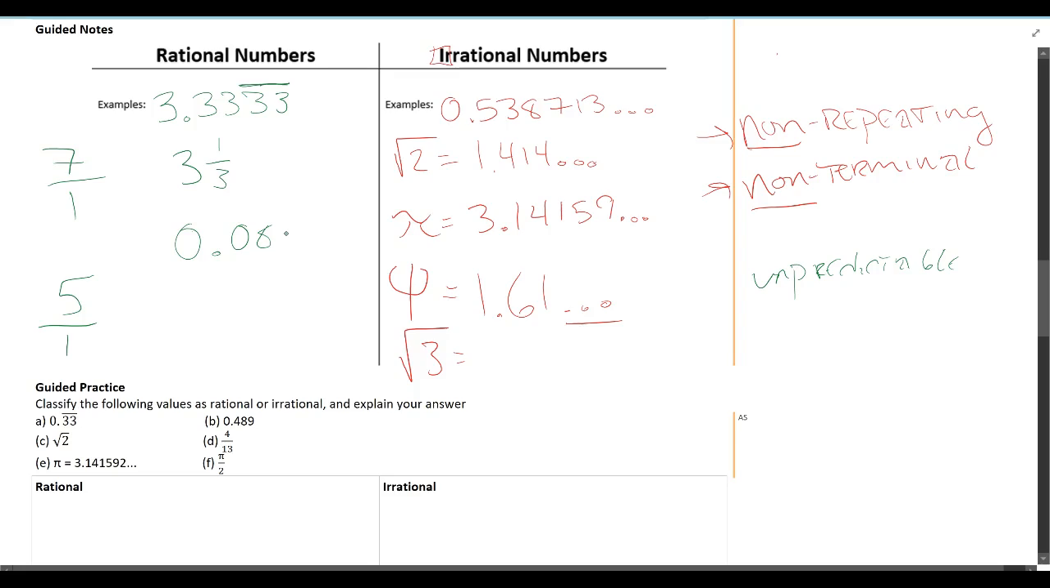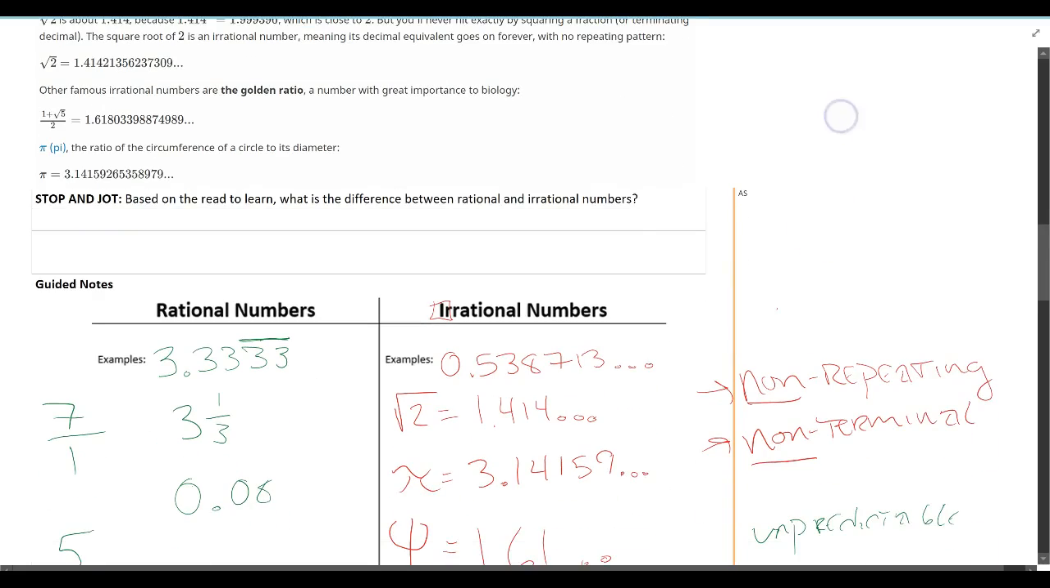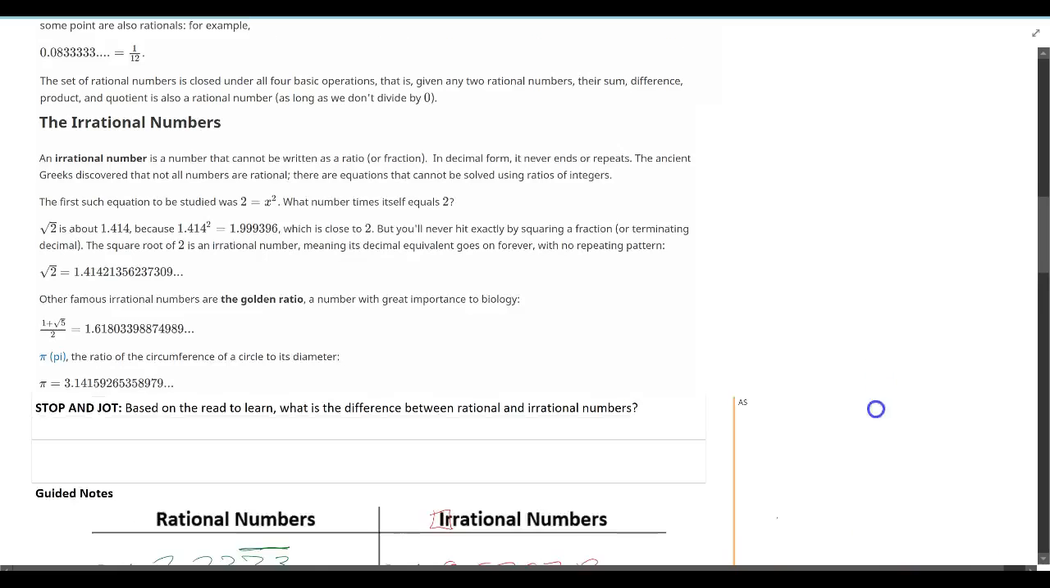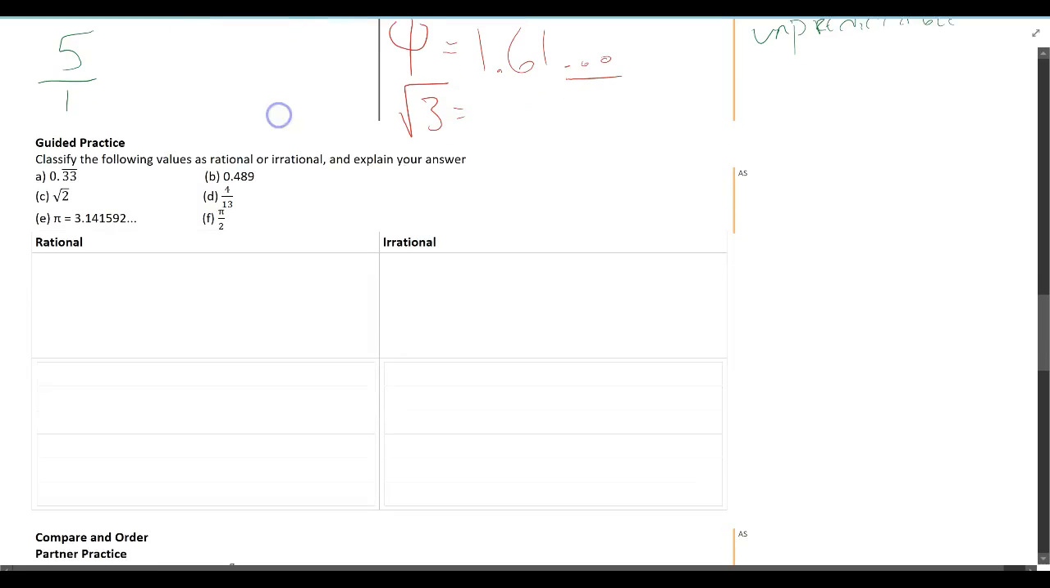0.08, what was it up here? 0.083333 with the 3 repeating is 1/12, as it said. So it follows all our criteria. It can be written as a ratio of 1/12. It repeats, so it is repeating. These are some examples of rational numbers.